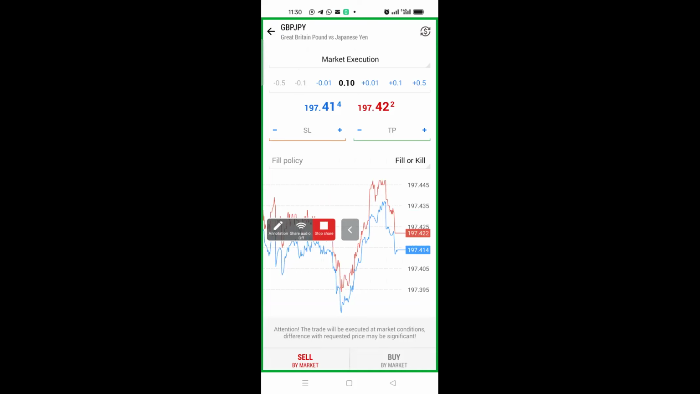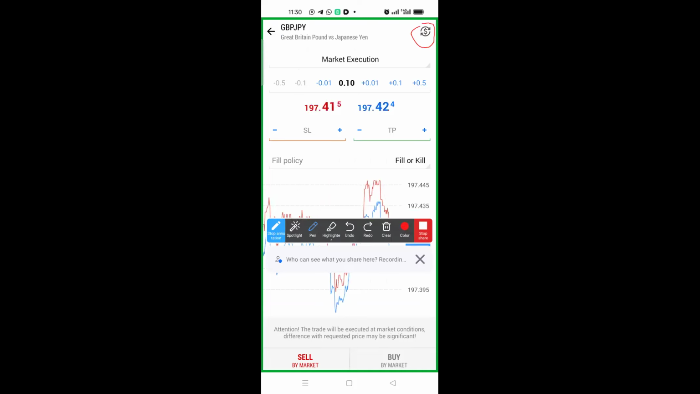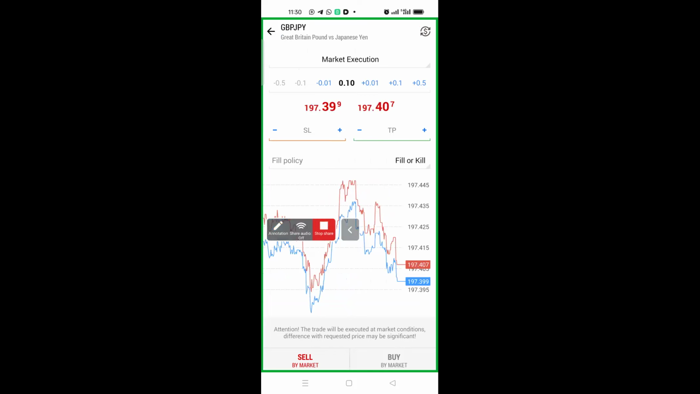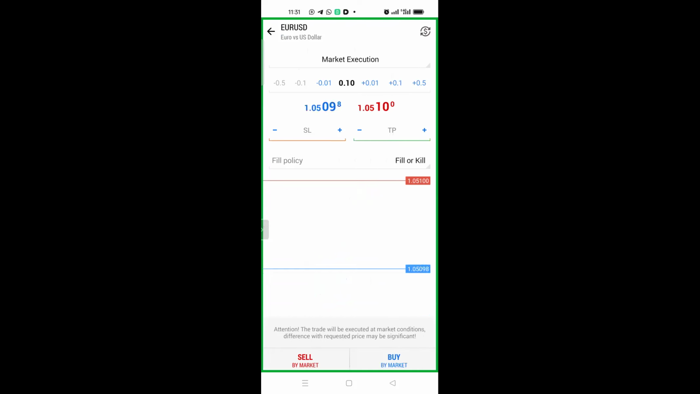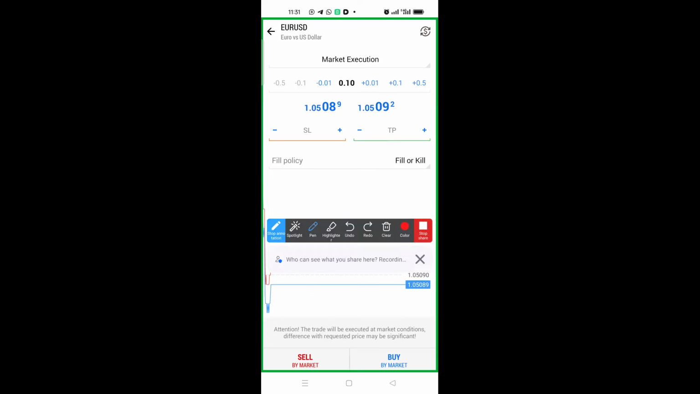When you click on it, it will open the other assets and you choose the one you are looking for. I've just clicked on it now. It has brought Euro USD. Now, this is your lot size. This is what you always check before you take a trade, depending on your account size.